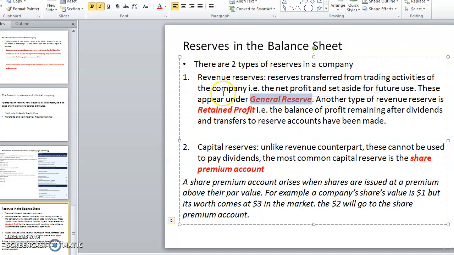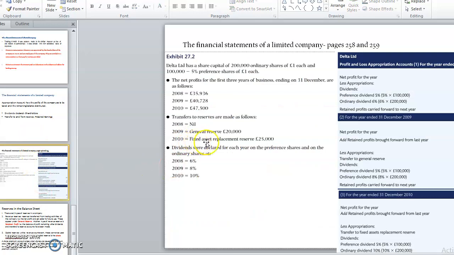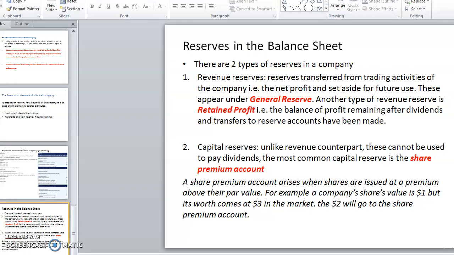These appear under the general reserve. That means the first kind of revenue reserve is a general reserve. So you take the money out of your net profits, and you put it aside for a specific future use. For example, here there was a fixed asset replacement reserve created for 25,000. You took this 25,000 out of the total amount of 66,164 and put it aside for future use. So this is an example of a general reserve.